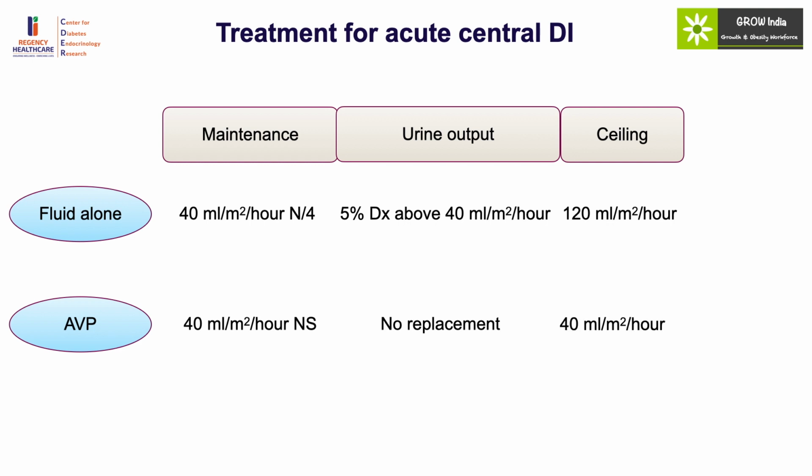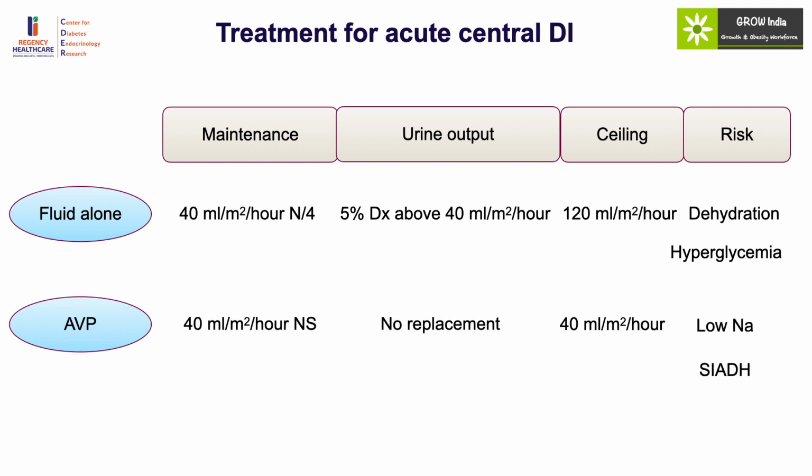So what we are actually doing in this setting is that on one hand, we are giving a lot of fluid to ensure the urine output is being replaced, while on the other, we are giving AVP to reduce the urine output production while we are replacing a minimal amount of fluid. The problem of fluid alone management is that there would be a risk of dehydration and hyperglycemia, while if we give AVP, as we saw in this case, there is a risk of hyponatremia during the SIADH phase. So we need to balance both of them to achieve a good outcome. And in most acute cases, especially neurosurgical, fluid alone therapy would be beneficial.